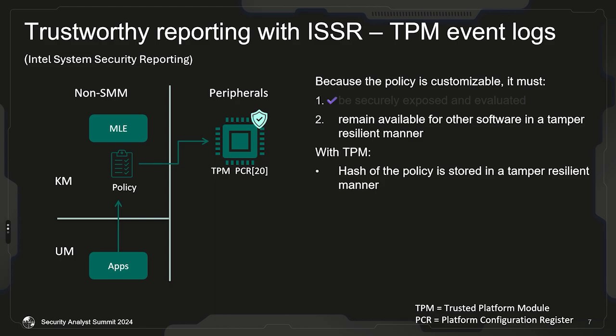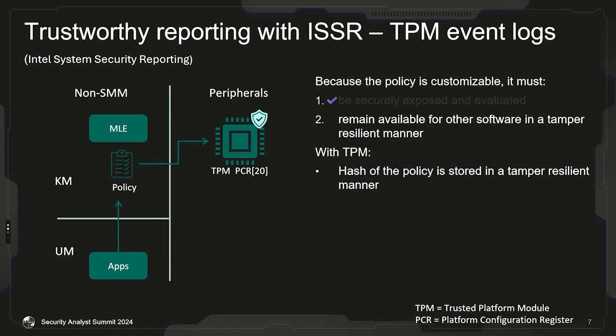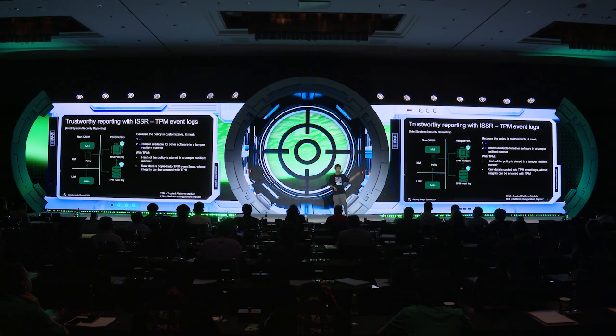With these assumptions, or these promises, ISSR hashes the security policy value and then stores it in TPM. The value stored in TPM is not usable because it's just a hash value. So it will also store the security policy information into the other data structure called TPM event logs. TPM event logs are just a data structure in regular memory, but it is structured in a way that if you rehash the content of this data structure, you should get the same hash value as in the TPM.